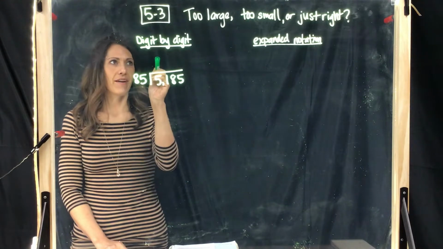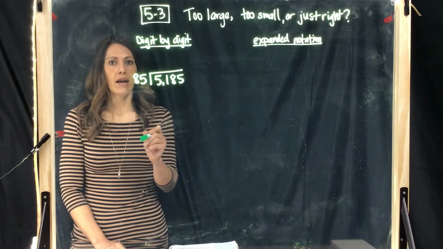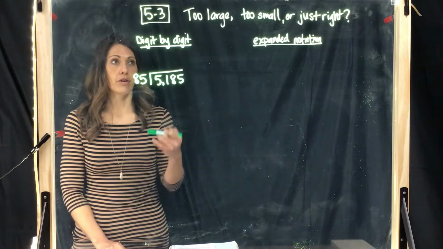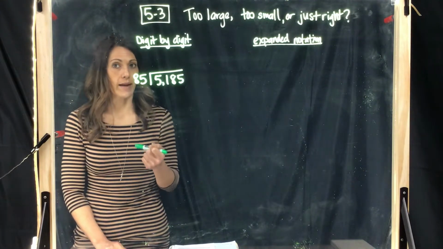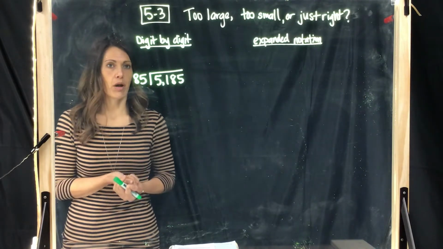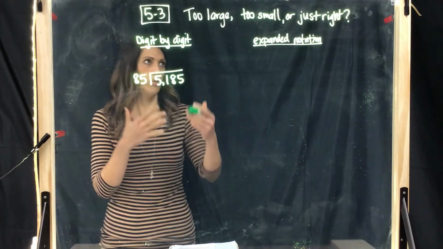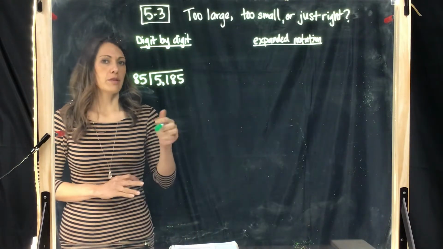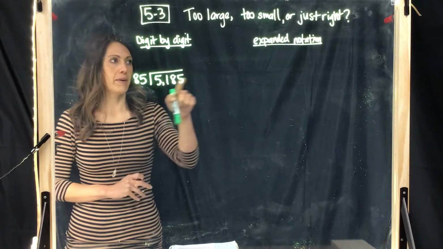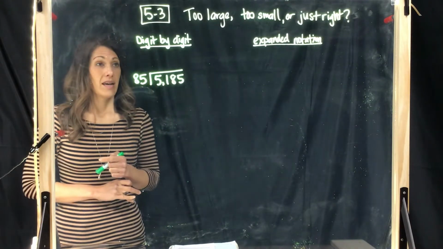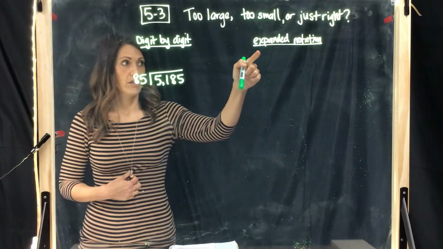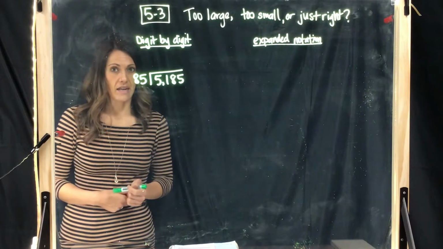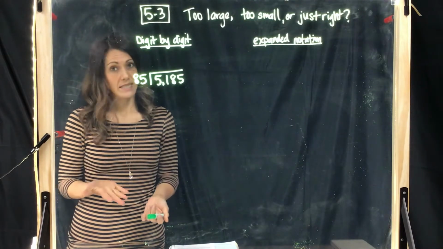Okay, we are on 5.3, and we're looking at when we estimate if that number could be too large, too small, or just right, and what happens to your division problem if you estimate with something that is too large, too small, or just right. So I'm going to show you this division problem using digit by digit and expanded notation, and I'm going to show you why expanded notation is a preferred method for dividing, because you can make fewer mistakes that way.